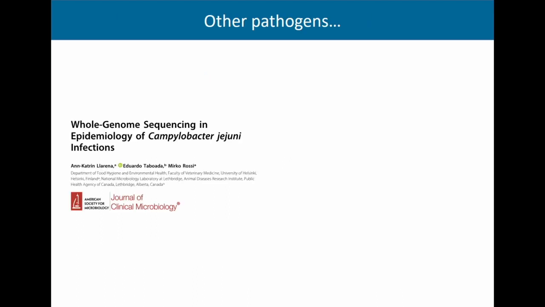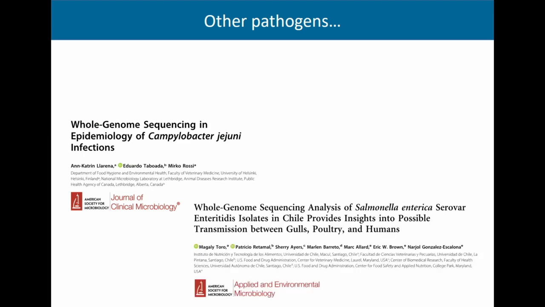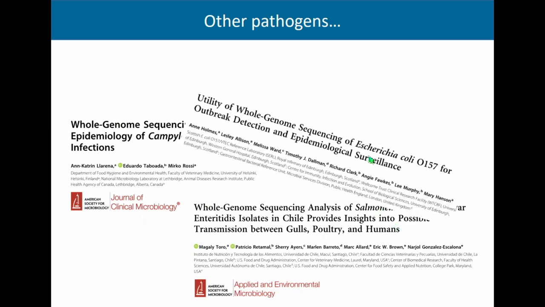So I told you quite a bit about Listeria, and I'm going to finish in the last minute with other pathogens. Of course, what I told you with Listeria applies to other pathogens. Whole genome sequencing can be used for other foodborne pathogens like Campylobacter jejuni, which is in Western countries the most important cause of foodborne infection, at least in terms of numbers. It also applies to Salmonella. It applies to Escherichia coli and many other pathogens.